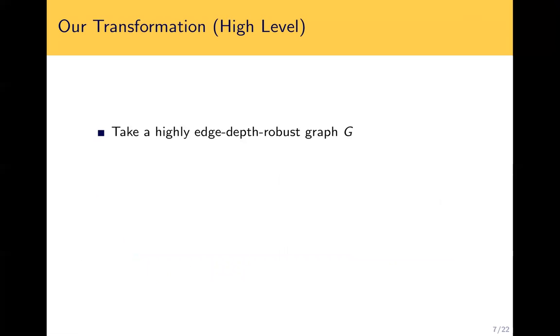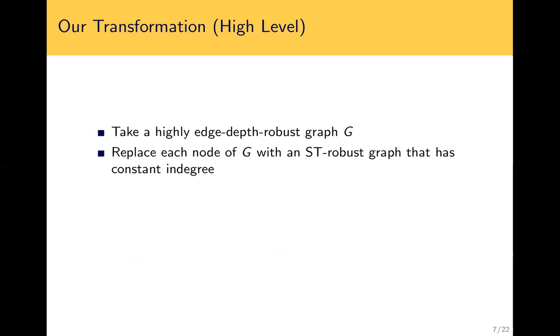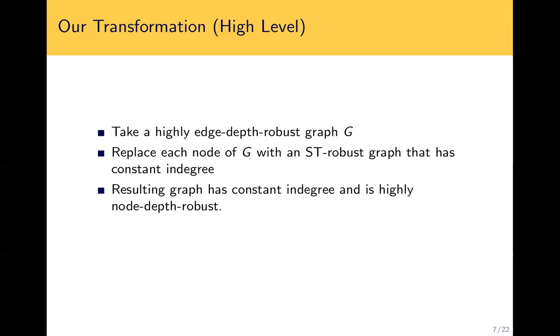So first I'll go through our transformation at a very high level. We take a highly edge depth robust graph, G, and then we replace each node of G with an ST-robust graph that has constant integrity. We have size proportional to the maximum of the in-degree and out-degree of the node. And then the resulting transformed graph will have constant integrity and will be highly node depth robust.